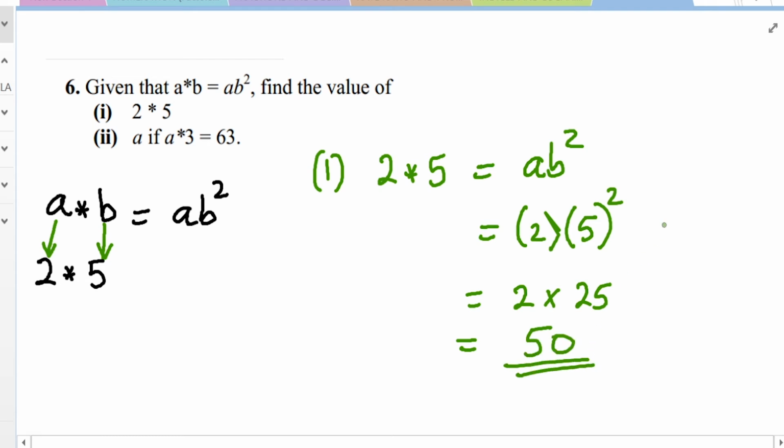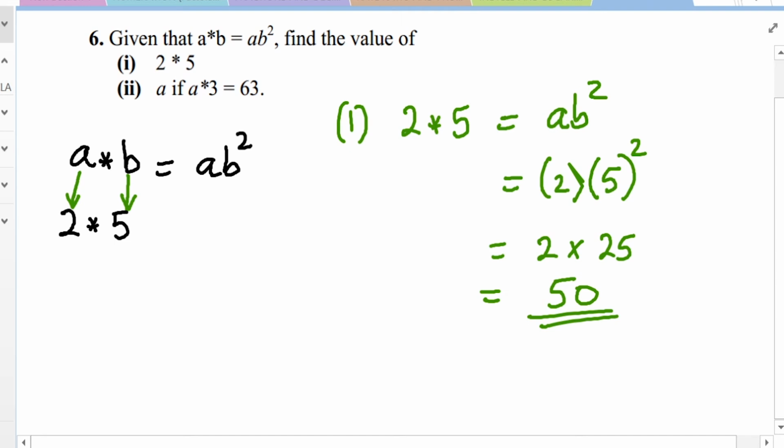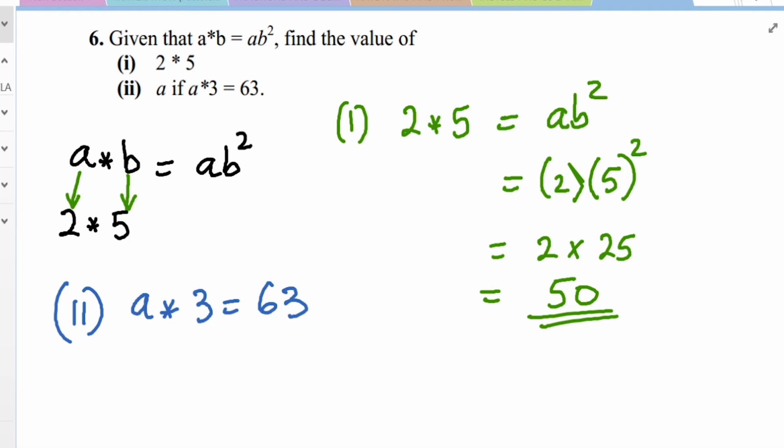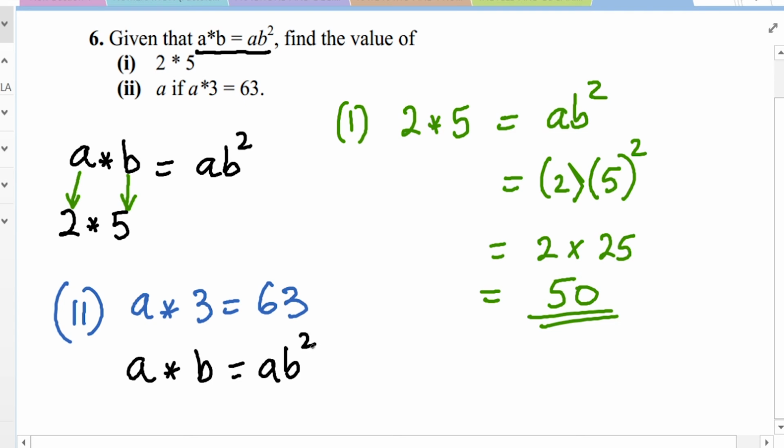Roman 2. Find a if a asterisk 3 is equal to 63. They want us to find the value of a. Remember that from our question here, we know that a asterisk b is given by ab squared. So in other words, here they're trying to find our value of a. They're telling us our value of b is 3, so they want us to find that expression.